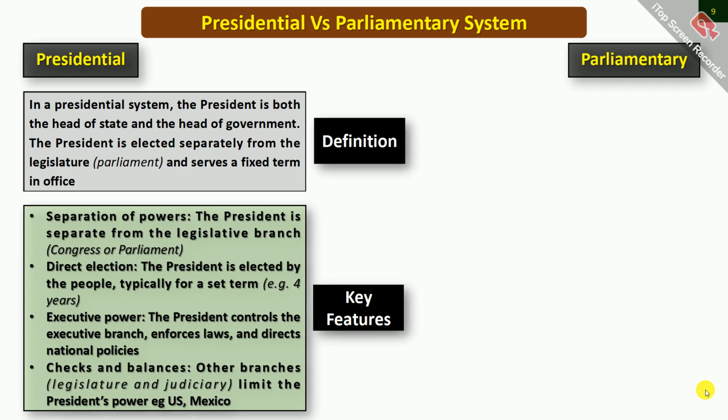Direct election. The president is elected by the people directly, typically for a set term, usually 4 years. Executive power. The president controls the executive branch, enforces laws and directs national policies. There are certain checks and balances. Other branches like legislature and judiciary limit the president's power. For example, in USA and Mexico, this happens.